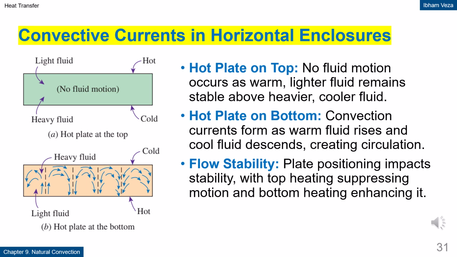Convective currents in horizontal enclosures. The lighter fluid stays above the heavier fluid, and the system becomes stable. In this condition, almost no convection flow develops. If the hot plate is at the bottom, the lighter fluid rises, and the cooler fluid descends, forming circulation. The position of the heat source strongly determines whether convection occurs or not. Thermal stability is determined by the density stratification of the fluid.